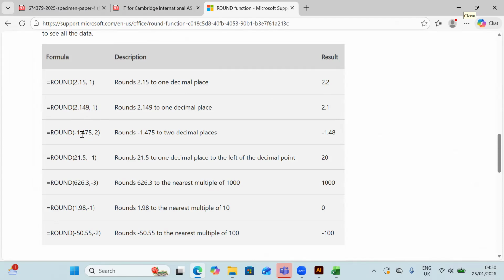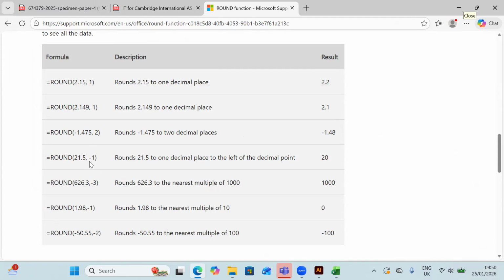This number is a negative number in itself, and we want to round to 2 decimal places because there is a 2 there. So 1, 2. So the number after the second is 5. So 5 is going to change 7 to 8. So our answer is negative 1.48.